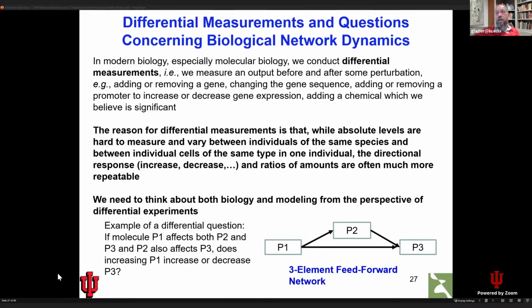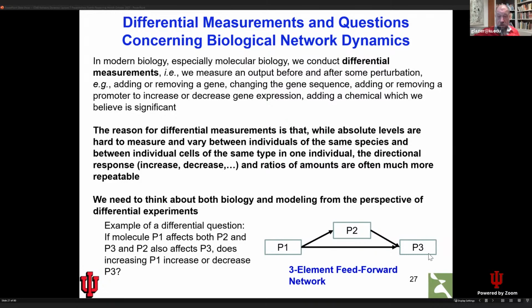But as an example of this, and it's going to come into a slightly different set of questions now, here's our feed-forward network. P1 regulates P3 directly, and P1 regulates P2, which regulates P3. This is called a three-element feed-forward network. And very often what we will do in biology experimentally is conduct a differential measurement. We will ask the question, if I increase P1, does P3 increase or decrease?